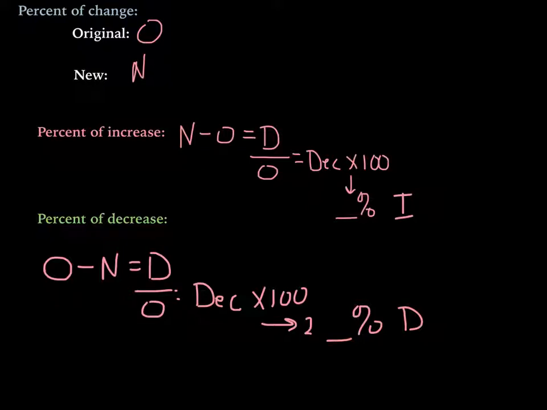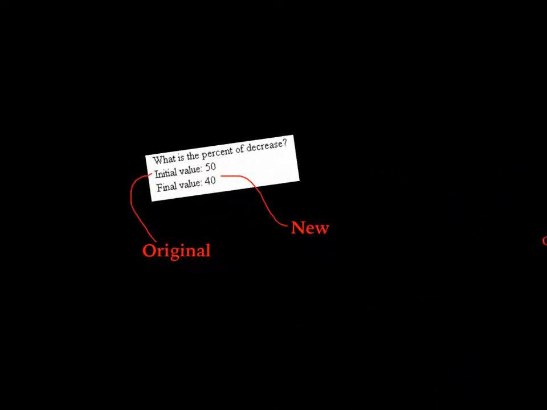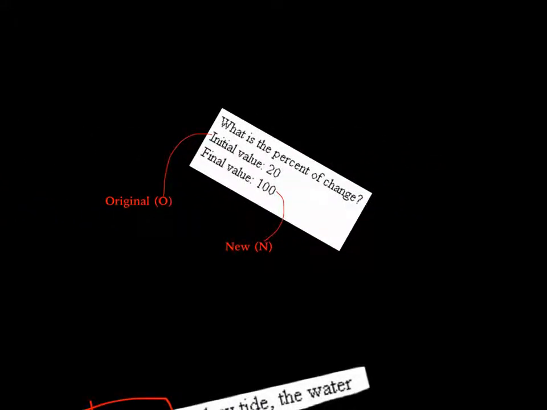Some of the time, you're just going to go straightforward, multiplying and getting your answer for what you're doing. So let's take a look at some examples. Once we have the problems identified, the question is, what is the O, what is the new? When we look at certain questions, they're pretty self-explanatory. In this case, we have the initial value and final value, just another way of saying original and new.